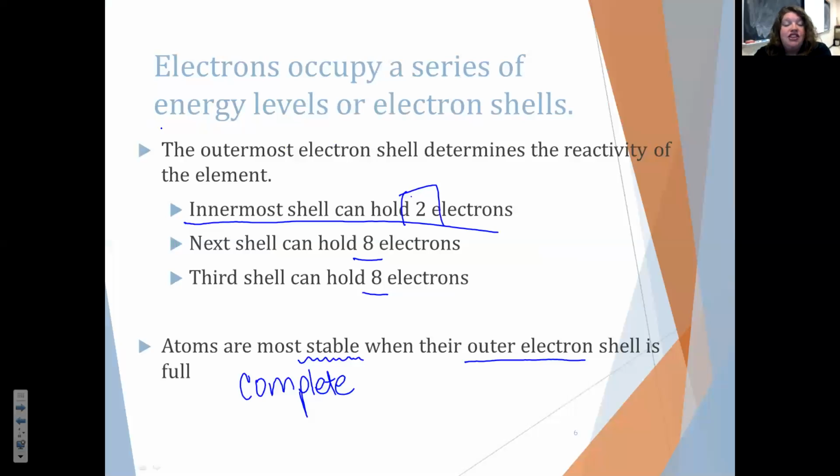Stable means they're not going to undergo any chemical reactions. They're not going to join together with any other atoms. They're not going to make molecules. So in order to figure out what they're going to do, we have to figure out how to make them stable, how to get their outer electron shell to be completely full.